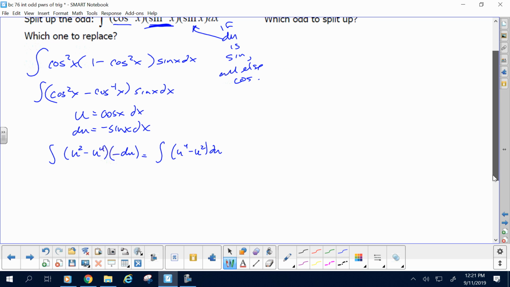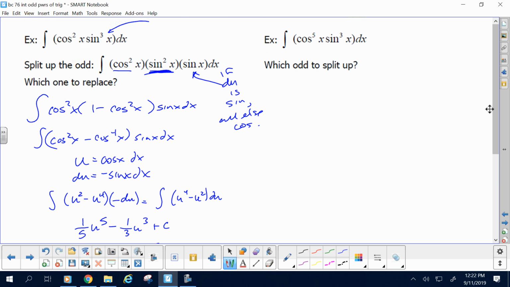You follow? The antiderivative is 1/5 u to the fifth minus 1/3 u to the third plus c. So final answer: 1/5 cosine to the fifth of x minus 1/3 cosine cubed of x plus c. Okay, last one.